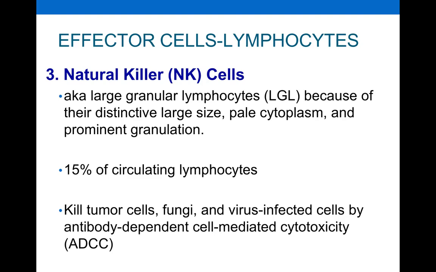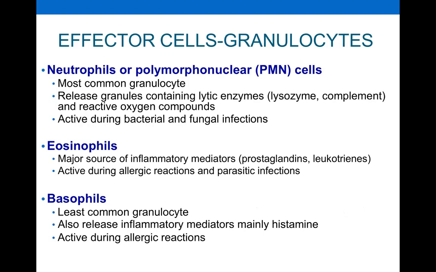Now, cytokines will be discussed further in a while, and the natural killer cells serve to contain viral infections. They work to control the viral infections by secreting these interferons and factors such as cytokines. Okay, let's go now to the effector cells, granulocytes.